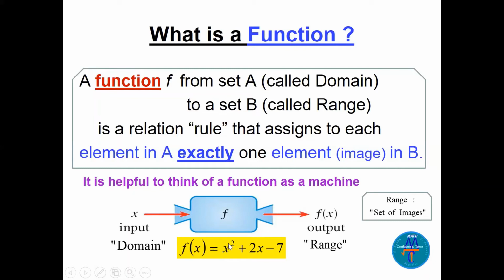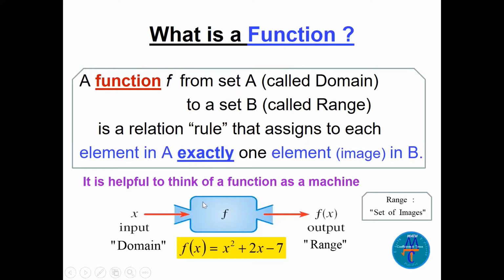Every time you put an x here, you will get y. x and y will make 1 point on the graph. Put any x here, let's say 0. On the y, you get minus 7.